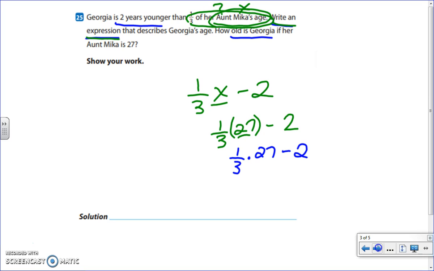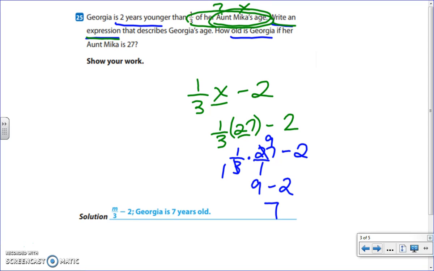Some of you may know that 1/3 of 27 is 9. Others of you may have to write 2 fractions, multiply straight across. Others of you may cross reduce. 3 goes into 3 once and into 27 9 times. So really what we have here is 9 minus 2. So I know that Georgia is really 7 years old.